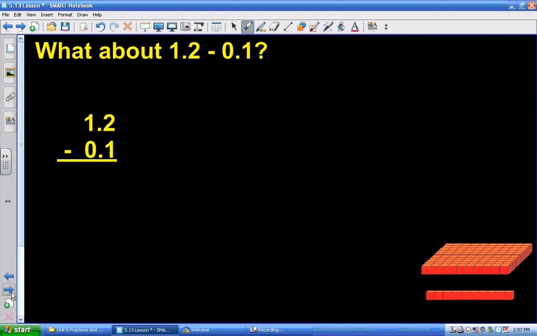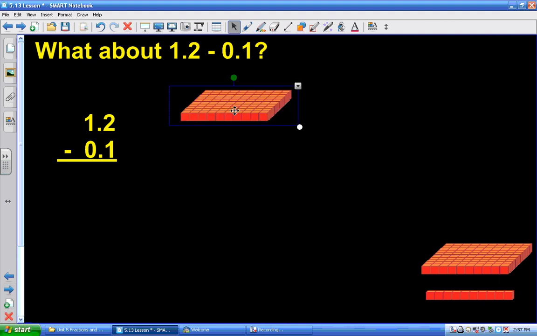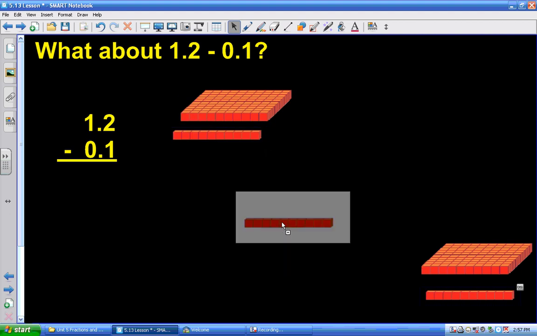I know. All right, now a little more difficult this time. Leon, what do you think? Mark down 1.2. How do I create 1.2, Leon? 1 flat and 2 rods. 1 flat, and I have to have 2 rods here.